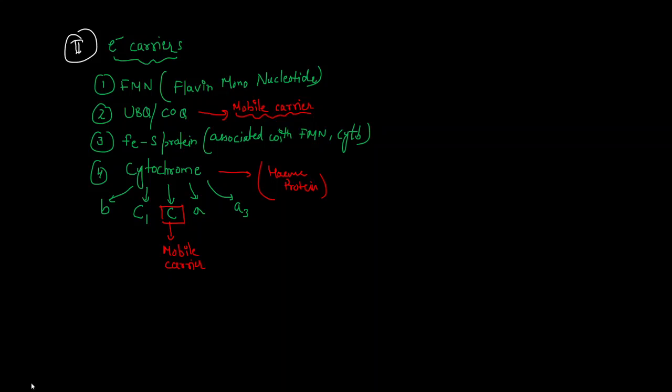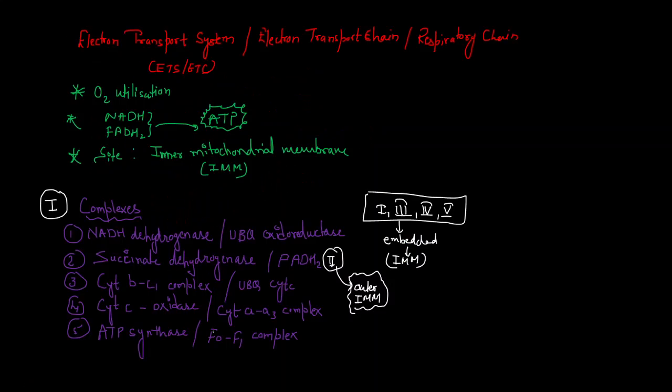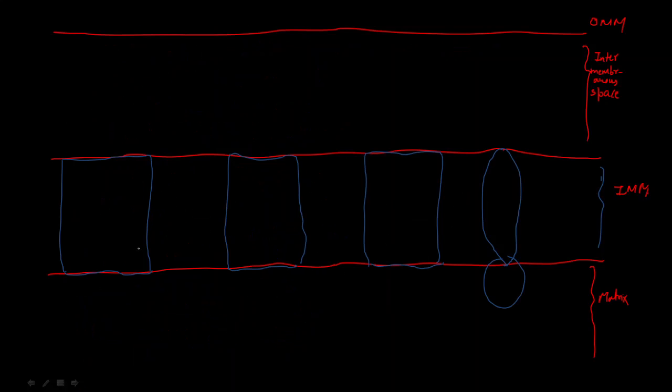If you remember, we have just talked about how among these 5 complexes, first, third, fourth, fifth are embedded in the inner mitochondrial membrane, but the second one is not. So I have made this first, third, fourth, and the fifth one. So this is the fifth one. The second one is actually present here. So this is the second complex. So first, second, third, fourth, fifth, 5 complexes.